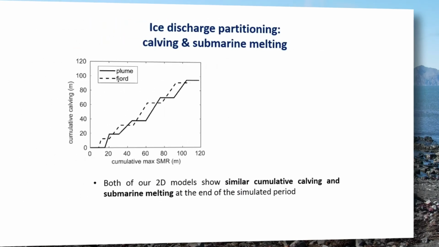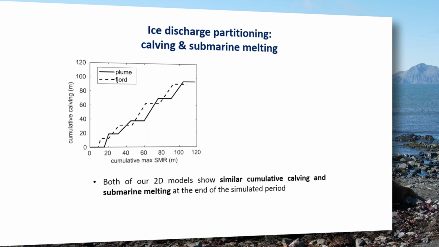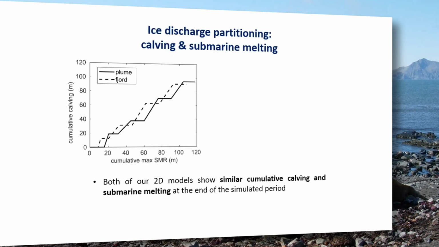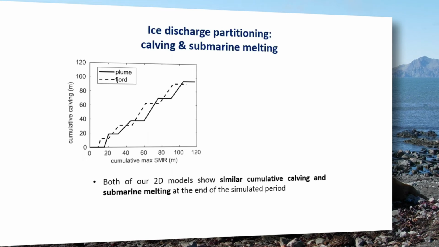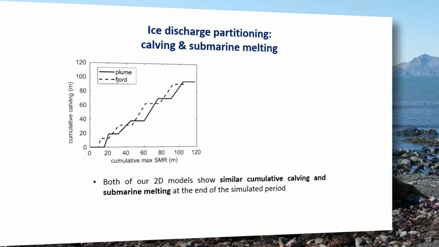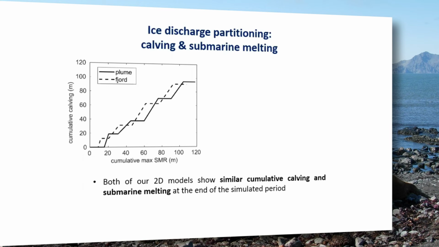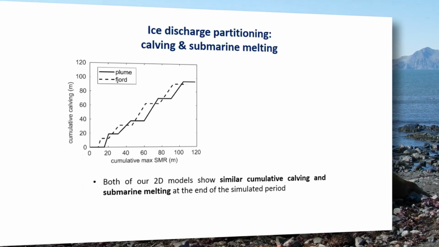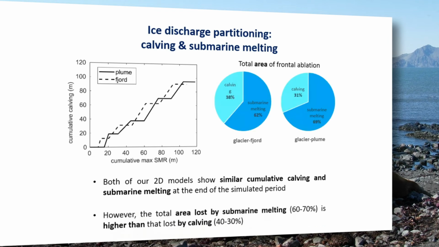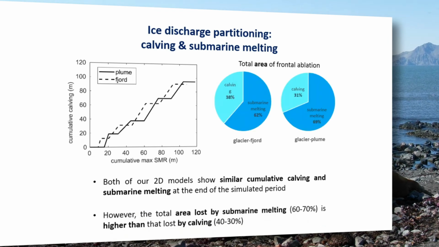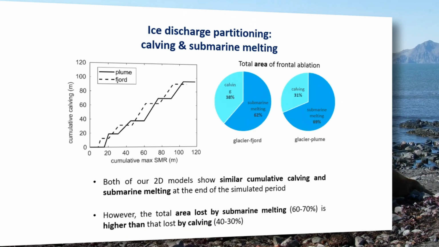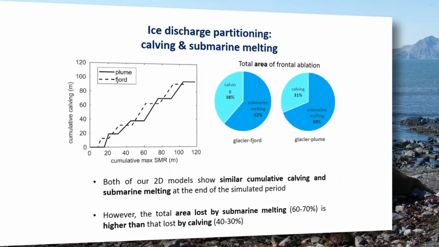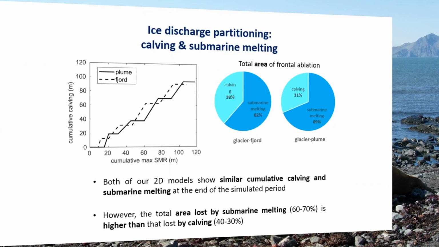If we contrast the evolution of the cumulative calving and submarine melting along the simulation, we see that both mechanisms of frontal ablation follow a very similar trend and magnitude. Given that we have the submarine melt profiles and that calving always results in a vertical ice front, we can calculate the frontal ablation area lost by each mechanism and obtain the ice discharge partitioning of Hansbreen during the melt season of 2010. We obtained that submarine melting represents between 60 and 70% of the discharged ice, while calving accounts for 30 to 40% of that ablated area.